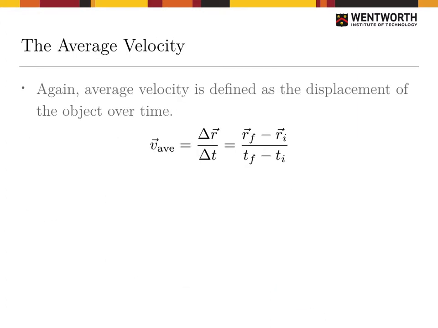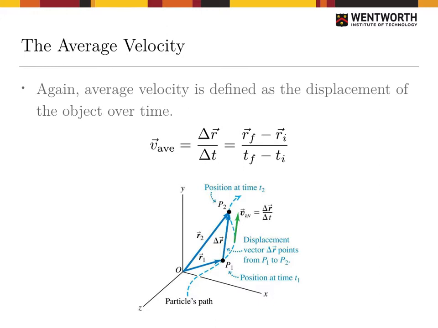Average velocity has the exact same definition as it did in 1 dimension. We just have a new variable name for position. It's simply the object's displacement divided by the elapsed time. All we've done is changed the name of the position variable from x to r. The average velocity in general is a vector, and that can have x, y, or z components depending on whether you're working in 2 dimensions or if you're working in 3 dimensions.